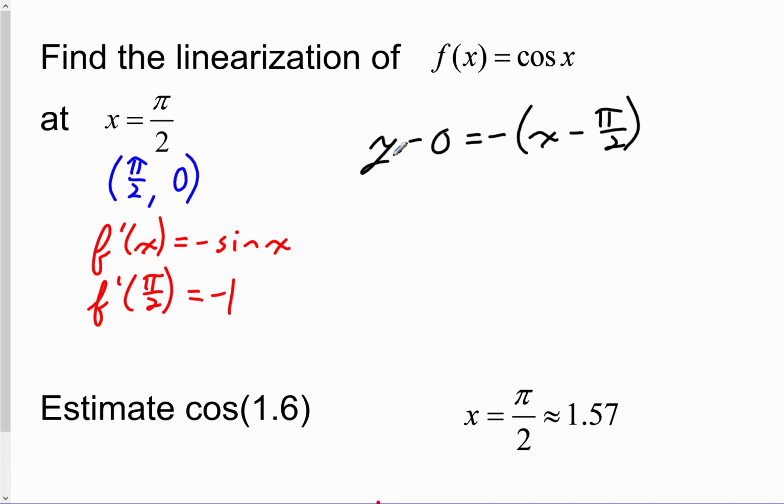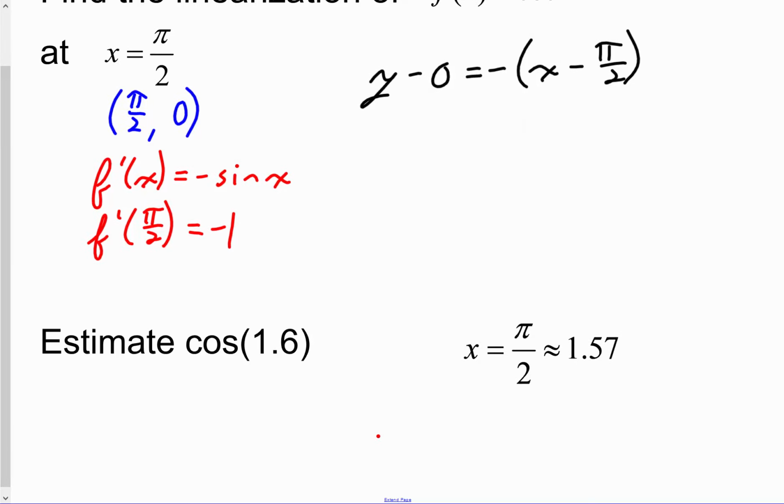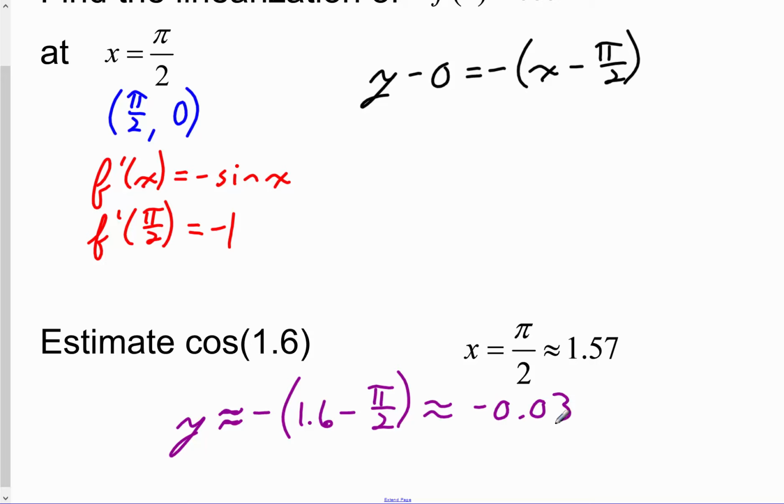And I can now use this to make estimates. So pi over 2 is about 1.57. If I wanted to estimate the cosine of 1.6, that's pretty close to pi over 2, so I can just plug that into my tangent and say that y minus 0 is going to be about the negative of 1.6 minus pi over 2, which is about negative 0.03. And if you type that in your calculator, you should find that it is close. In fact, cosine of 1.6 is about negative 0.029. So that's a pretty good estimate, and pretty quick as well, instead of having to find the cosine of 1.6 without a calculator.